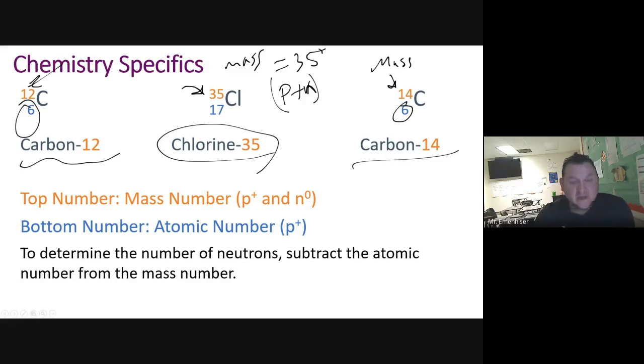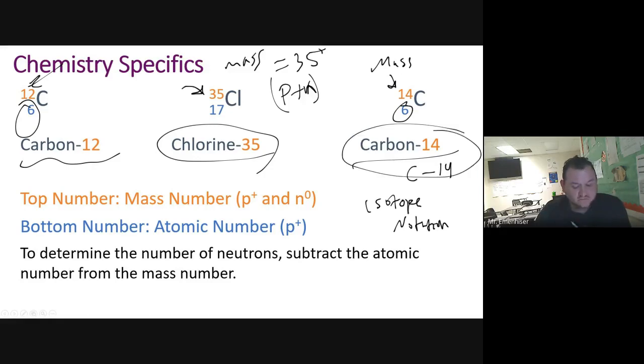Okay? The mass number is the number of protons plus neutrons. The atomic number is the number of protons. Okay? So this is what we call isotope notation. So we can write carbon 14, carbon dash 14, carbon being the element, and then 14 being the mass number. Or we could write C-14. Okay, and that represents that particular atom.